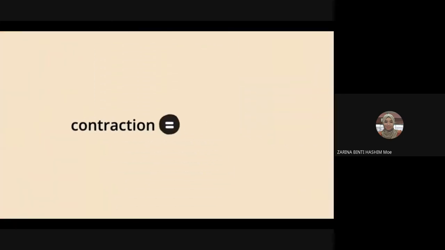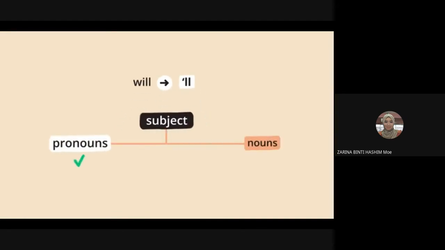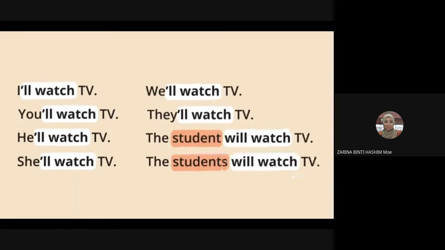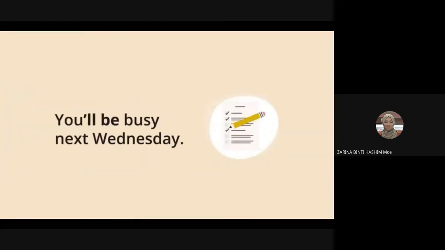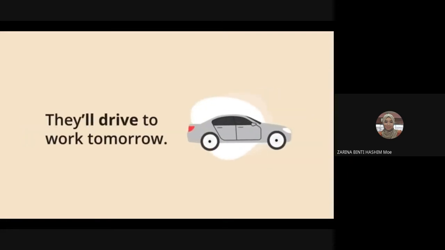A contraction is a shorter form of a word. The contraction for will is ul. We use contractions with subject pronouns, but not with subject nouns. You'll be busy next Wednesday. She'll give a presentation in 2 weeks. They'll drive to work tomorrow.